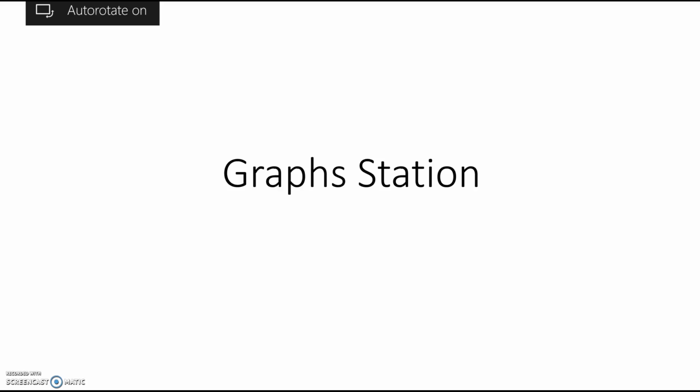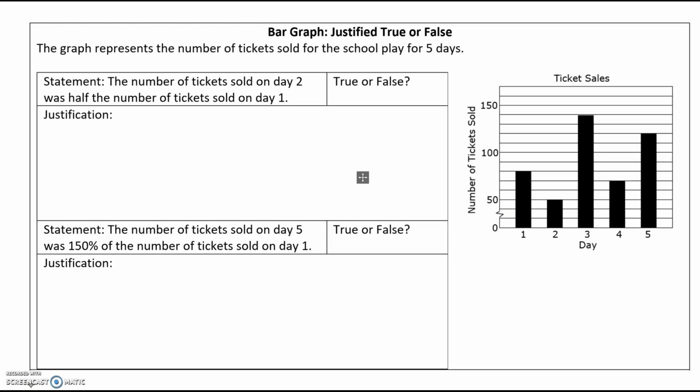All right, so this is your graph station. This is your independent station, but if you need help, that's what this video is for. All right, so we're continuing bar graphs and circle graphs. This says bar graphs, justified true or false. It gives us a statement and we need to determine if it's true or false.